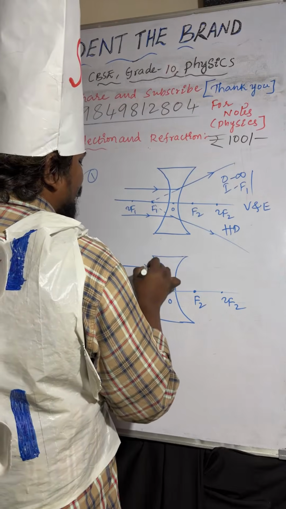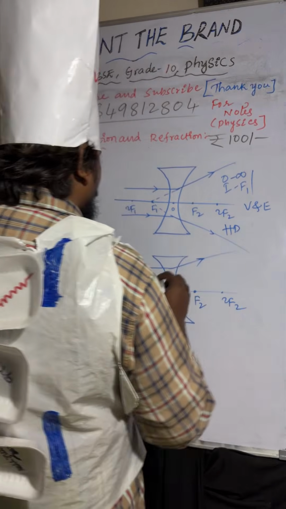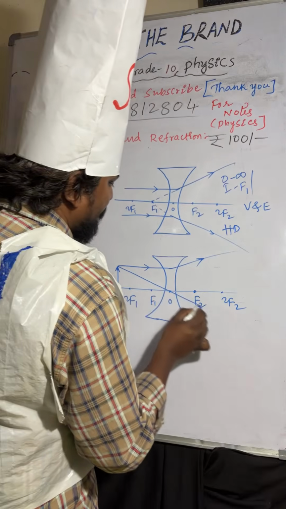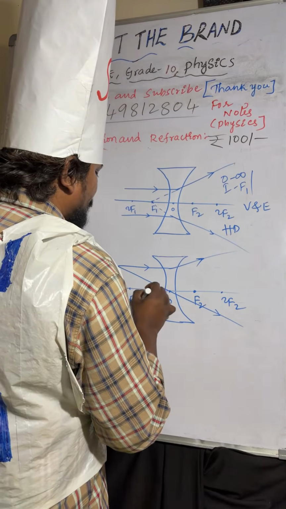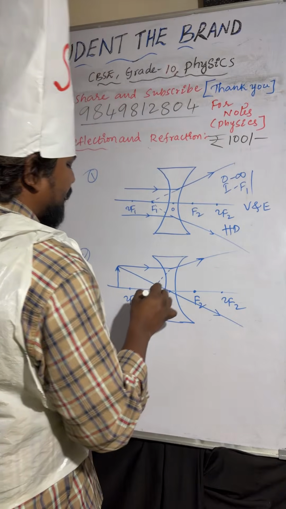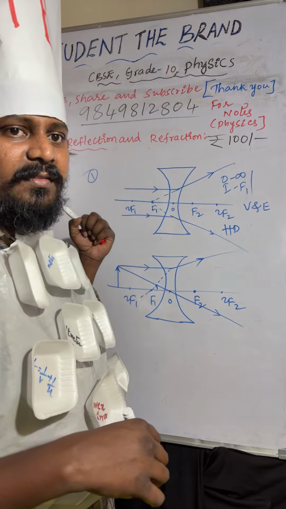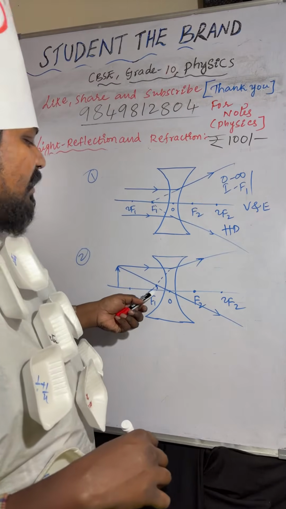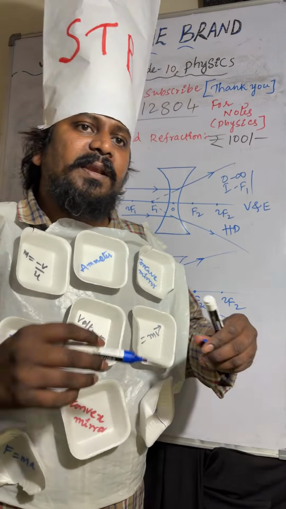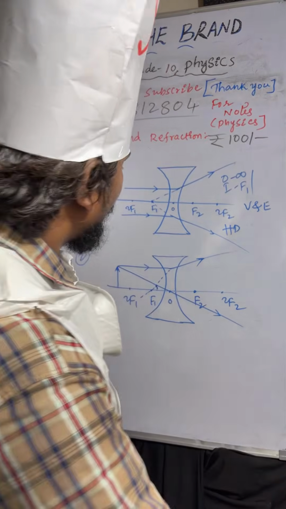Only two cases are there. So here it will pass, the image will form between F and O. So object is placed between optic center and infinity. Image will form between F and O. Nature of the image is virtual, erect and diminished. Only two cases are there.